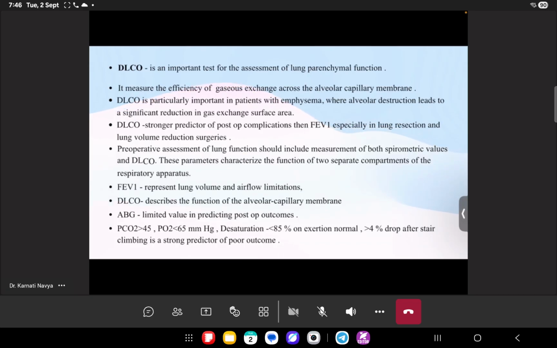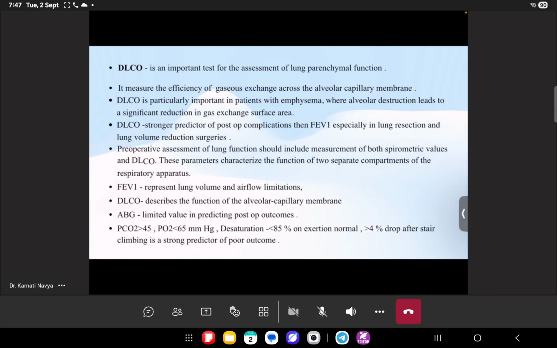Preoperative assessment of lung function should include measurement of both the spirometric values and DLCO because these parameters characterize the function of two separate compartments of the respiratory apparatus. That is, FEV1 represents the lung volume and airflow limitations, whereas the DLCO describes the function of the alveolar capillary membrane. And the ABG, if done, is of limited value in predicting post-op outcomes.